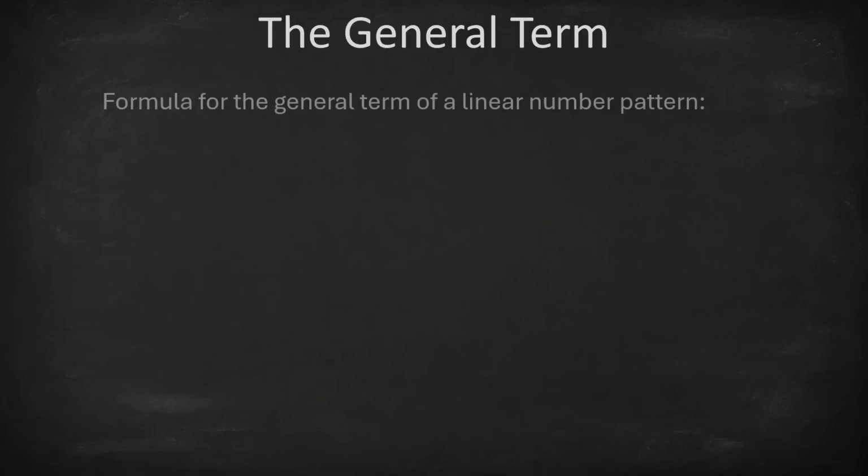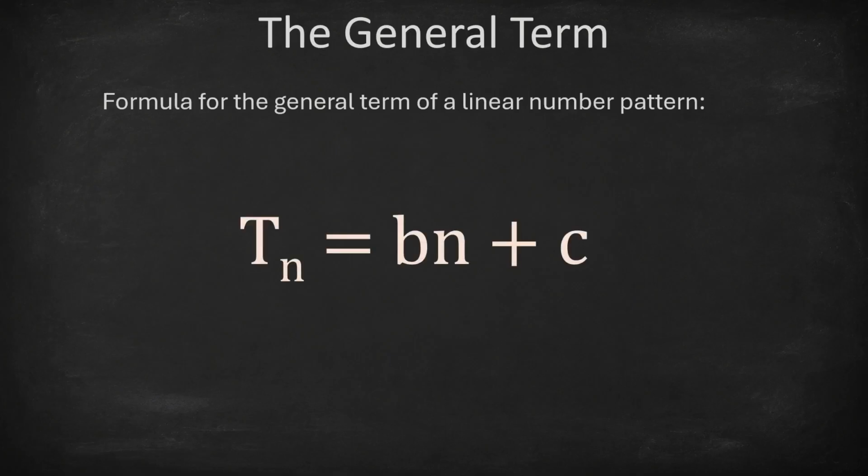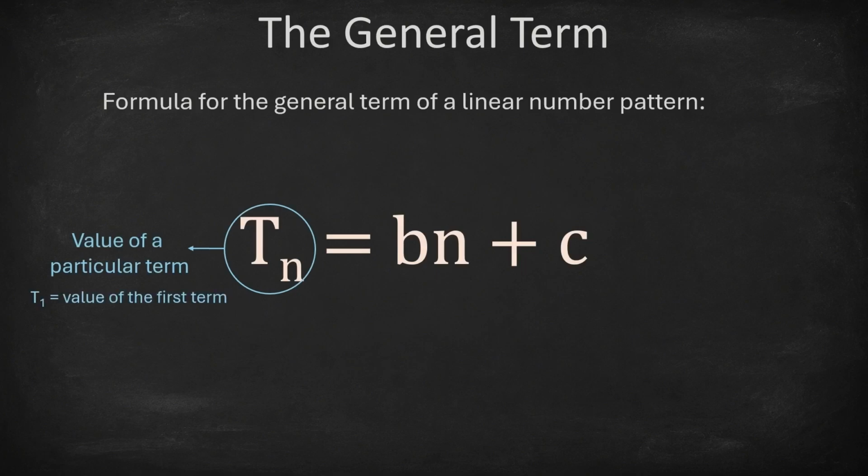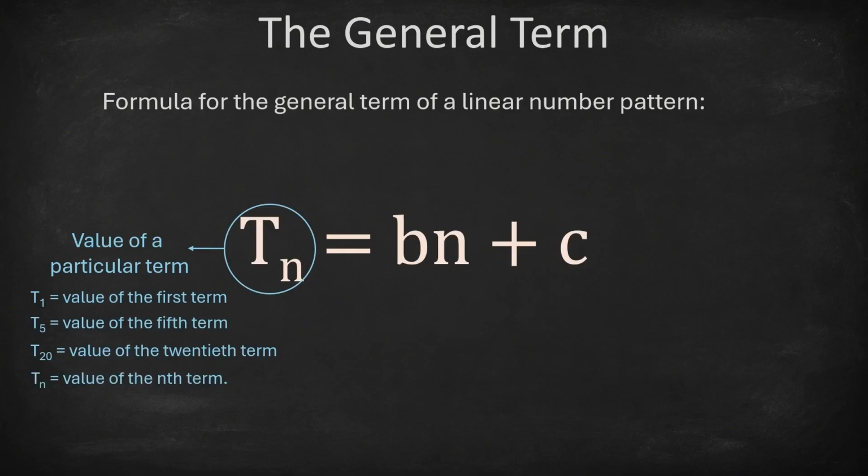The general term of a linear number pattern has the form Tn equals bn plus c. Remember that Tn represents the value of a particular term. That means T1 equals the value of your first term, T5 equals the value of your fifth term, T20 represents the value of the 20th term, and therefore Tn represents the value of your nth term.